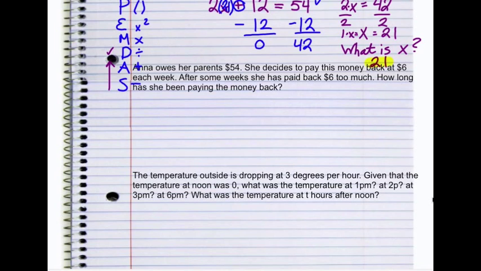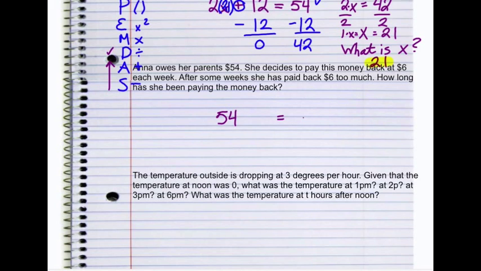Moving on, the second example says Anna owes her parents $54. She decides to pay back this money at $6 each week, and after some weeks, she has paid back $6 too much. How long has she been paying back the money? So in this case, I have the amount, $54, and I know I need to pay it back at $6 at a time over the course of some number of weeks. I don't know how many weeks there are, but there's some number.